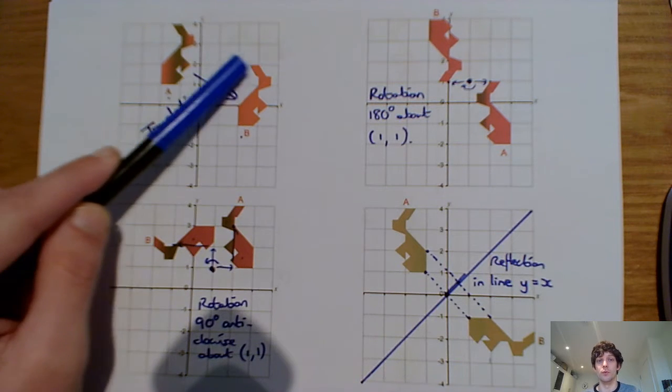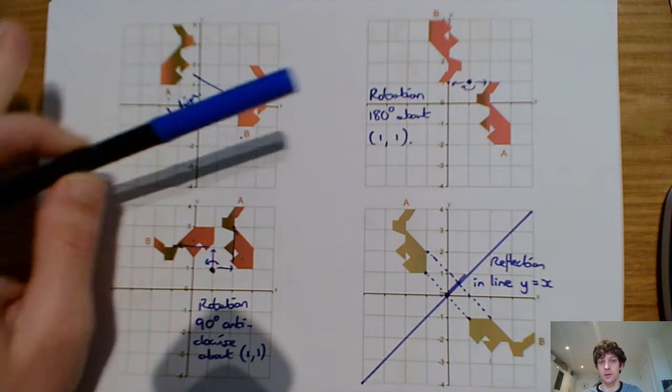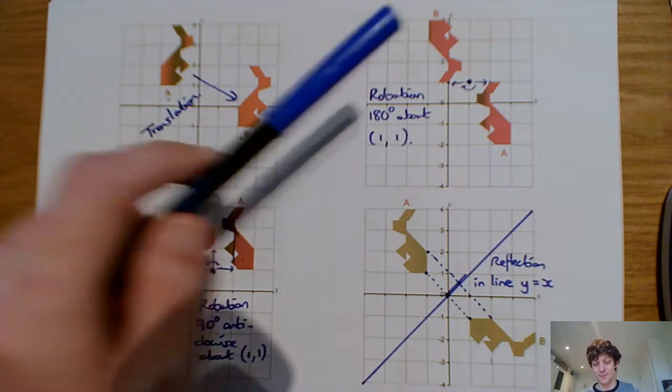He's just moved. So moved across, moved to the right, moved down. That's a translation. And I'm not going to write down how we describe that translation. That's for another lesson at another point.